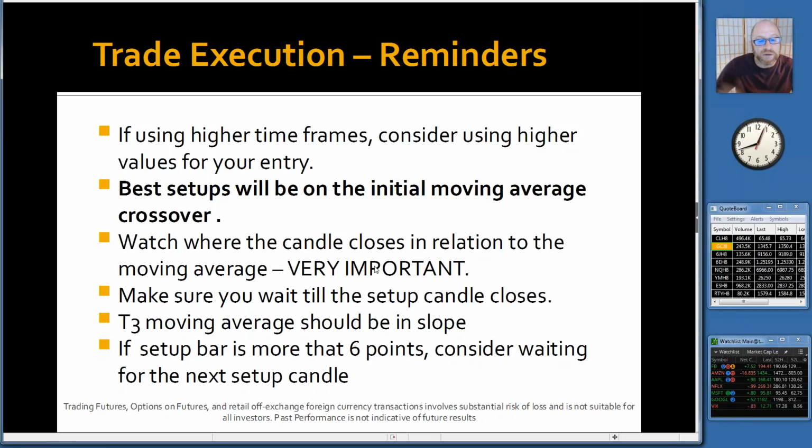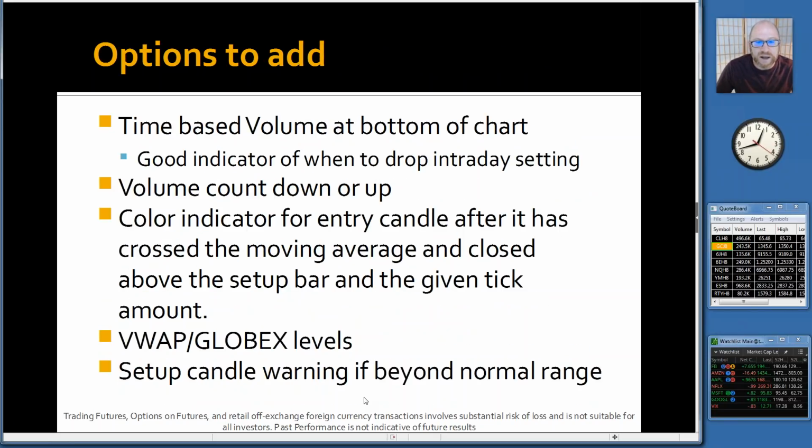Remember, you want price to be above the moving average. Make sure you wait until the setup candle closes. Always wait until the candle closes to make your entry. The T3 moving average should be in slope, and if it's more than that 6 points, consider waiting for the next setup candle.